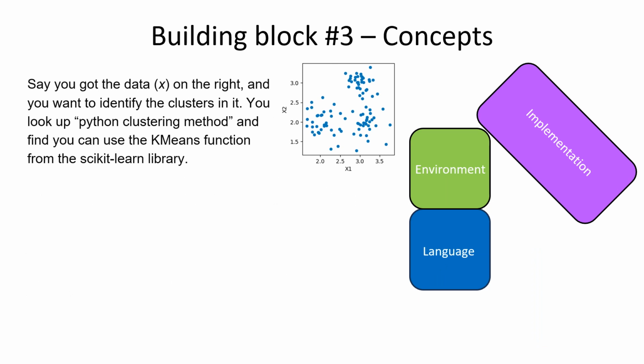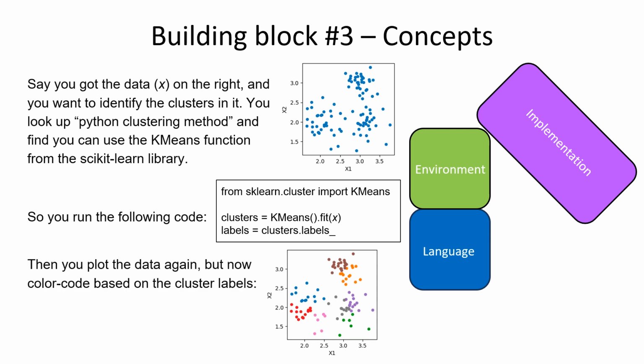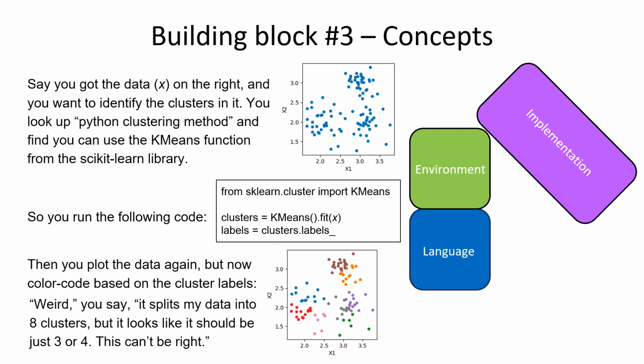Say you got the data X on the right, and you want to identify the clusters in it. You look up Python clustering method and find you can use the k-means function from the scikit-learn library. So you run the following code. From sklearn.cluster import KMeans, which imports the k-means function. clusters = KMeans().fit(X), which fits the clusters to your data, and labels = clusters.labels_, which extracts the labels from the fitted model. Then you plot the data again, but now you color code based on the cluster labels.